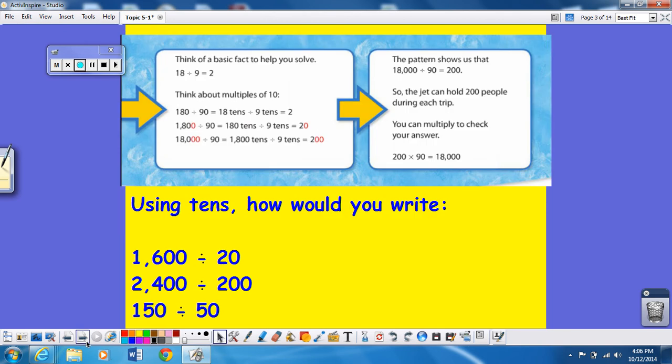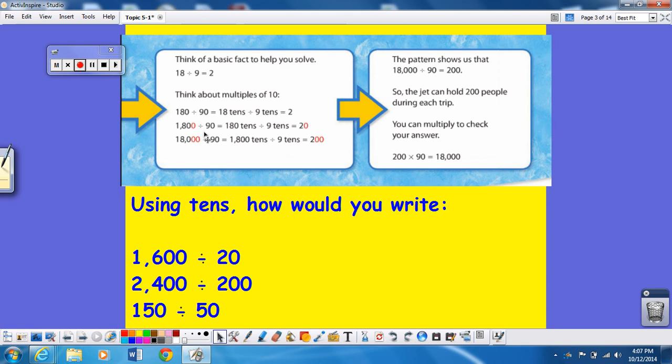So when you do that, let's look up at the top. Think of a basic fact that will help you solve that problem, 18,000 divided by 90. I think immediately of 18 divided by 9. And when we do this, we want to think about different multiples of 10. 180 divided by 90 would be 18 tens divided by 9 tens. And the answer to that would be 2.